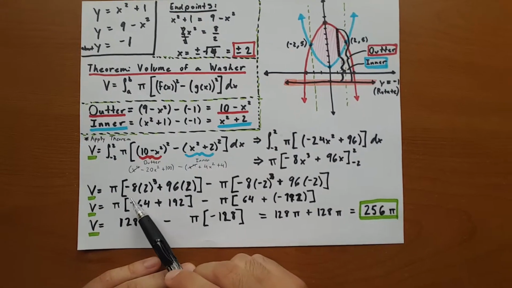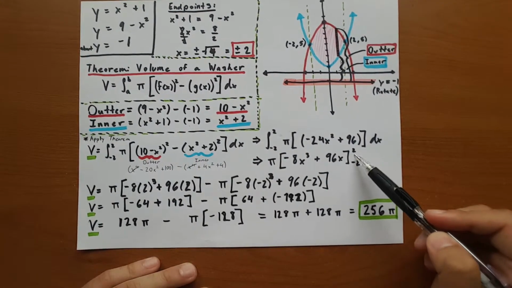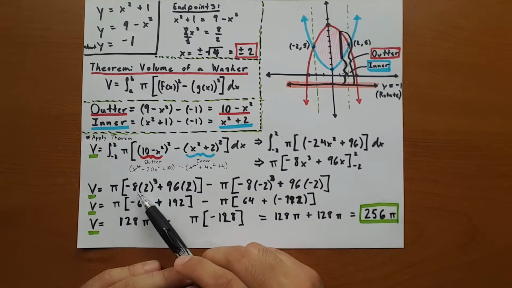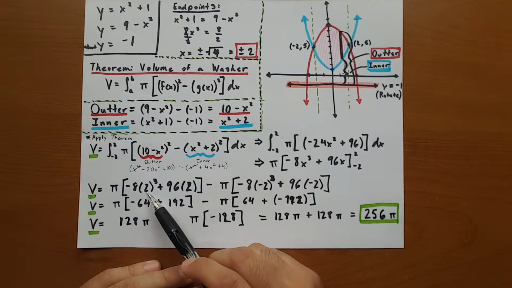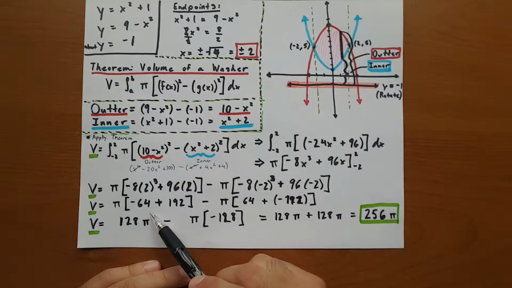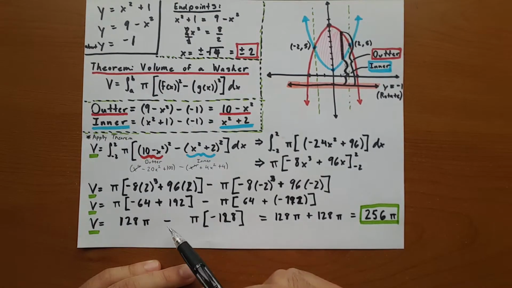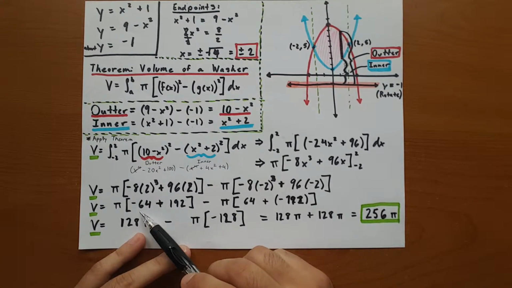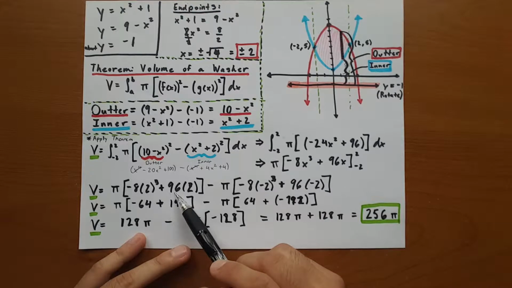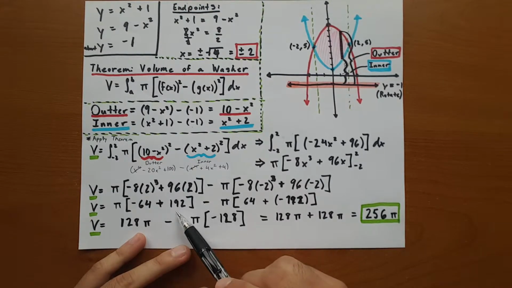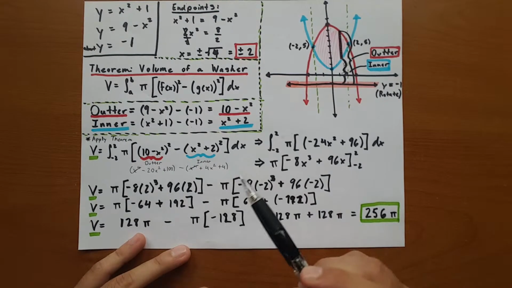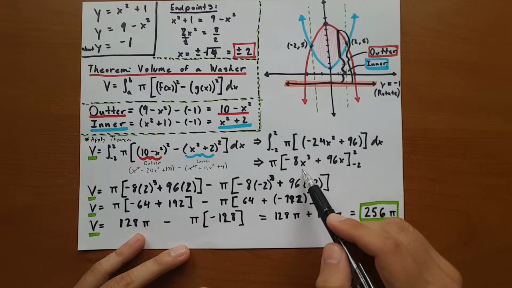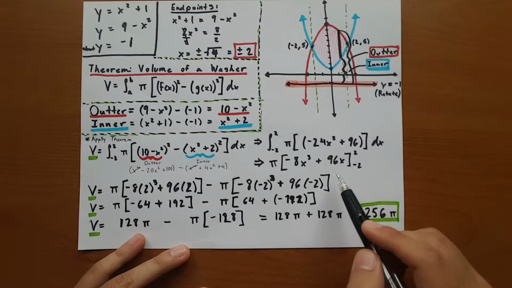So you plug in the uppermost bound into this function. So it's going to be pi times -8 times 2 to the 3rd plus 96 times 2. So -8 times 2 to the 3rd is just -64. And then 96 times 2 is just 192. And then you subtract by the lower bound by plugging in -2 into the x, wherever an x is.